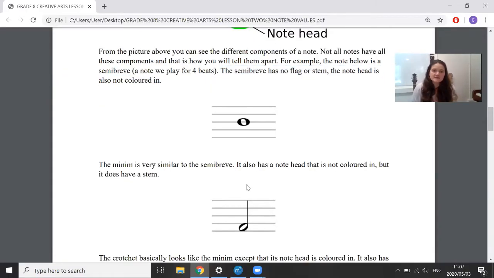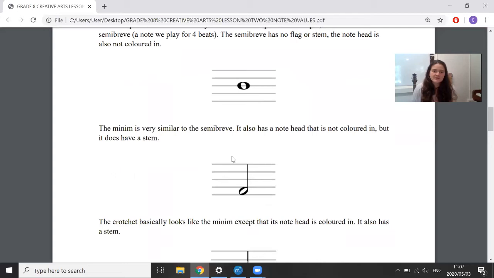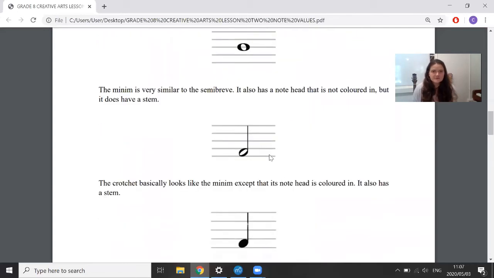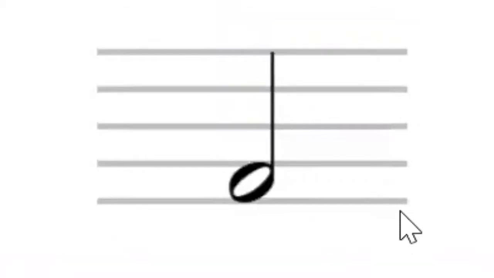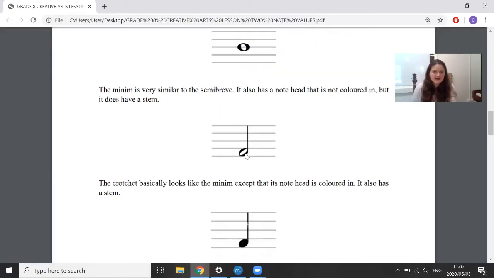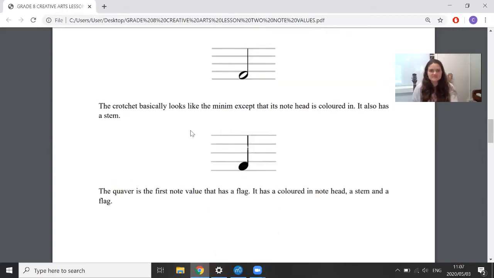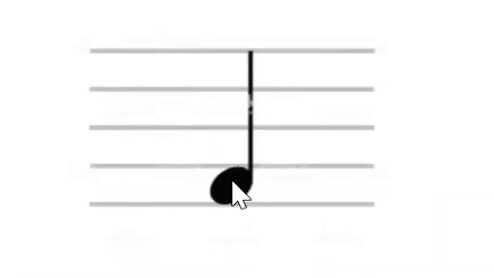Now let's have a look at the minim over here. The minim looks sort of similar to the semi-breve, but it's also got a stem over there. So it's got a stem, and it's also not colored in. All right, now let's have a look at the crotchet. Crotchet basically looks like the minim, but the note head is colored in.